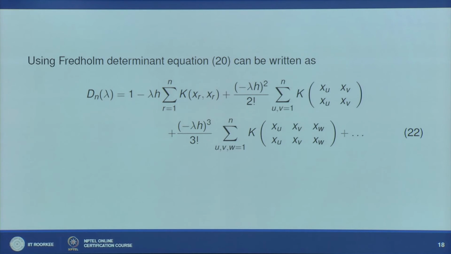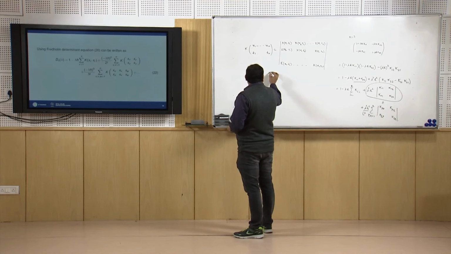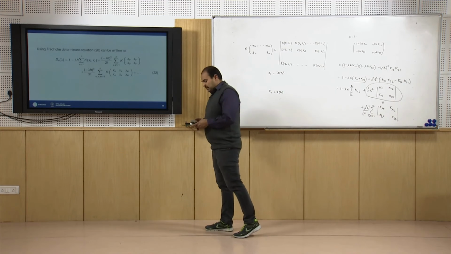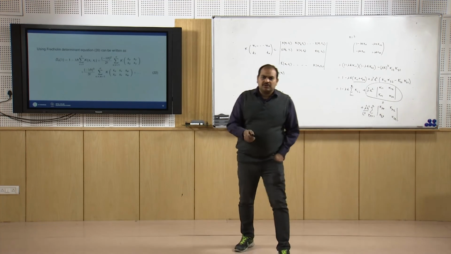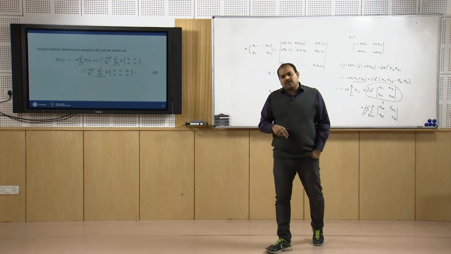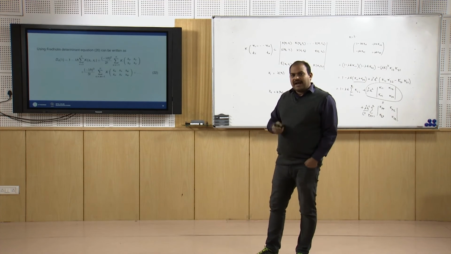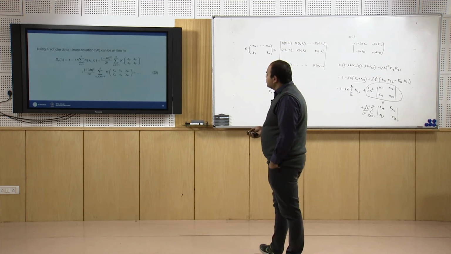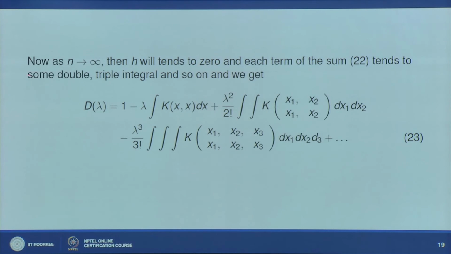If you remember, with the help of this Dn(lambda) you can find only the values y1 to yn, where y1 is y of x1 up to y of xn. So with the help of Dn(lambda) we can find the solution only at the points x1 to xn. But if you want to find the solution at every point x between a and b, then we assume that n is tending to infinity.